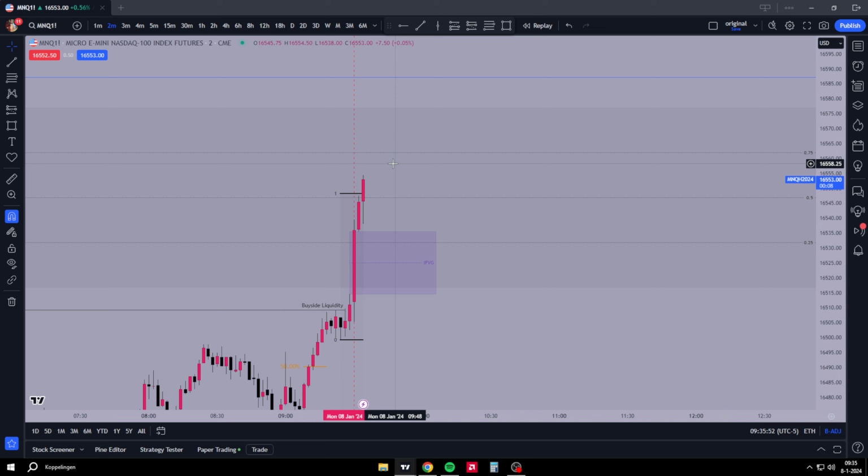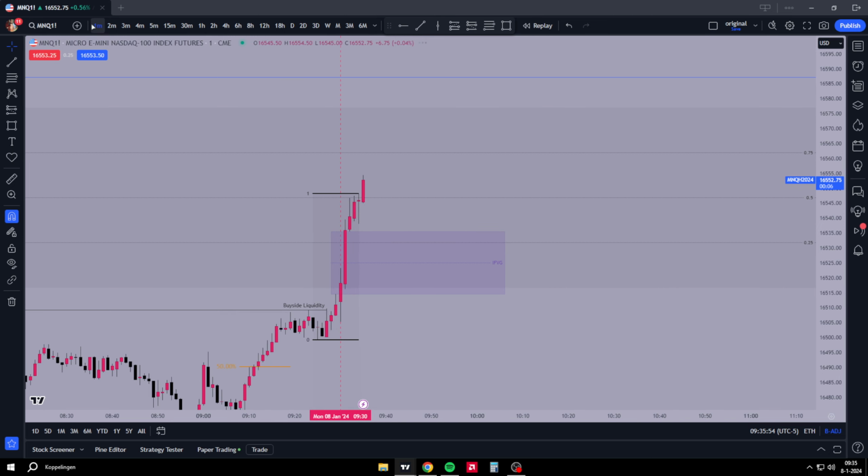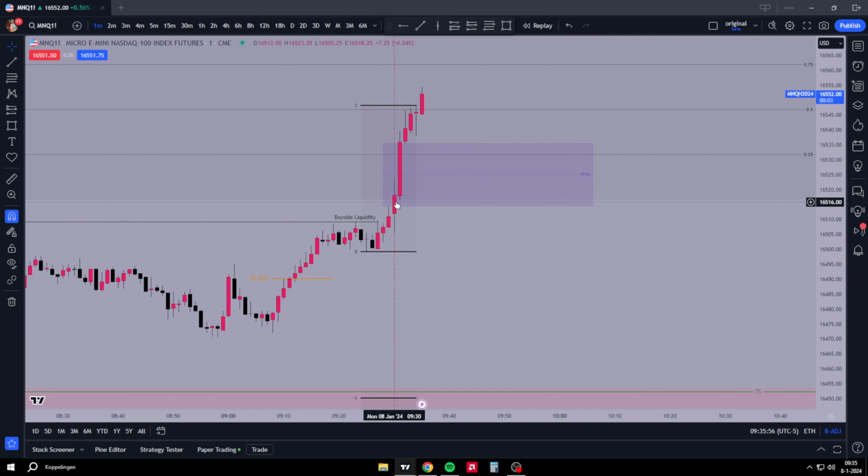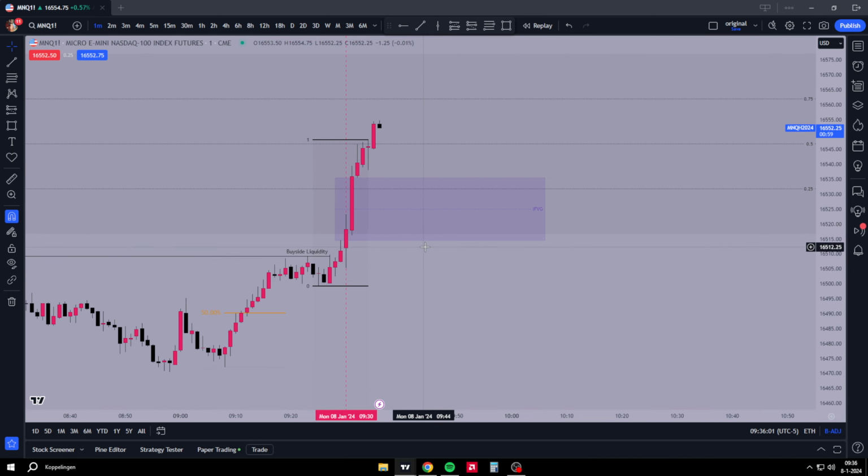So pretty big Judas swing, I would say. And there was like no Judas swing at all. Or you could say this was our Judas swing, but we didn't sweep any liquidity.